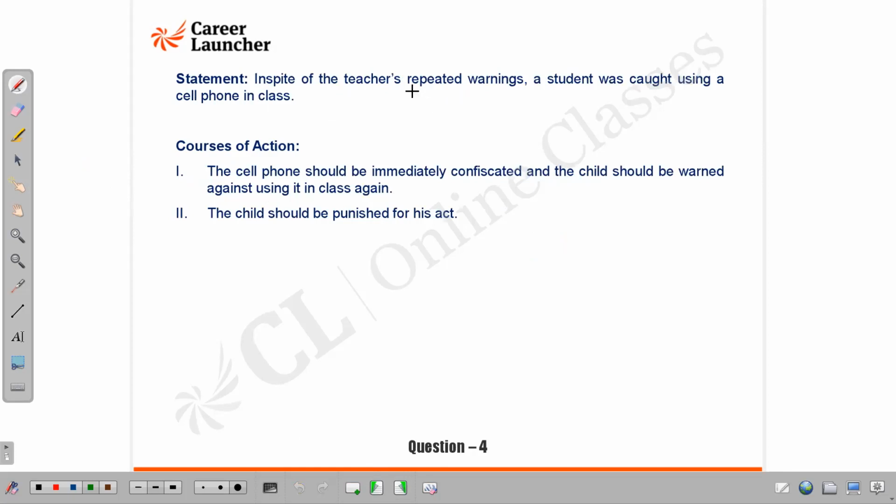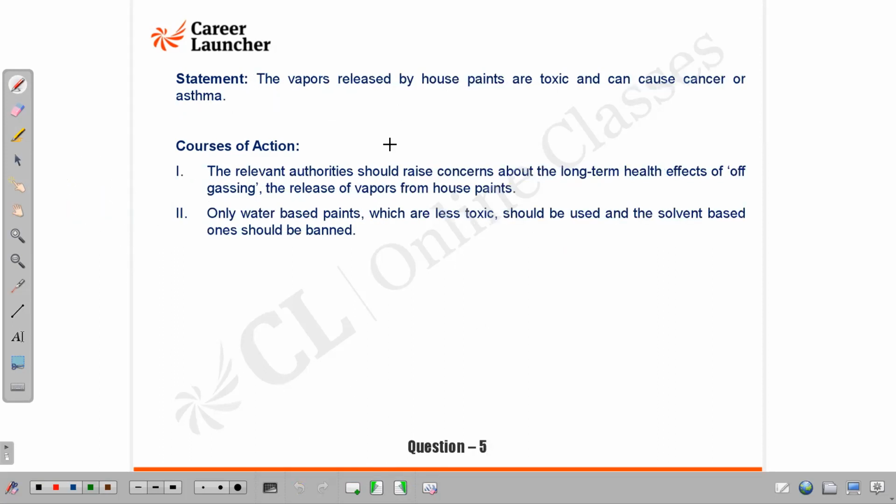In spite of teachers' repeated warnings, a student was caught using a cell phone in the class. Interesting words: in spite of teachers' repeated warnings. Now, let's punish him. The cell phone should be immediately confiscated, and the children should be warned against it. So, I think practically very good. You should immediately confiscate the child's mobile phone. The child should be punished for his act. Absolutely correct, because violations must be punished. So, both of them become the correct answer. The answer is C.